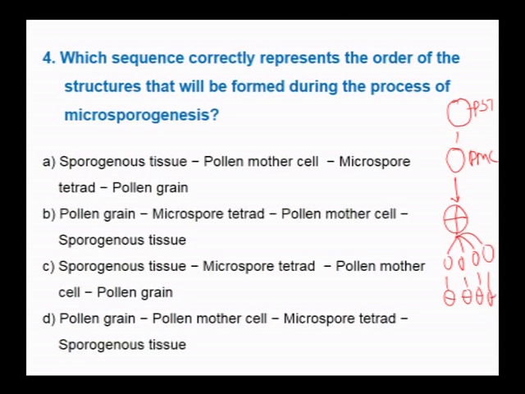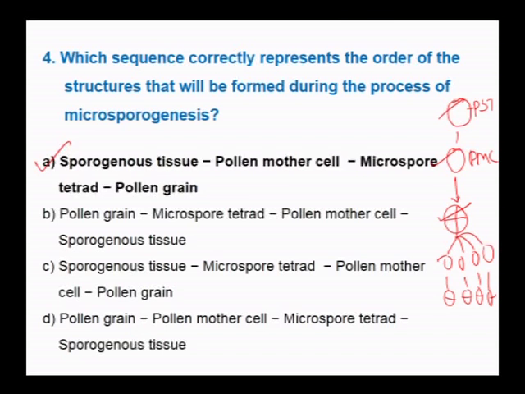Therefore, the correct sequence is sporogenous tissue, then pollen mother cell, microspore tetrad, then microspore and pollen grain. In the given options, the first option, sporogenous tissue, pollen mother cell, microspore tetrad, and pollen grain, is correct. But the second starts with the pollen grain, wrong. Third one, sporogenous tissue, okay, but microspore tetrad, wrong. Fourth option, pollen grain, wrong. Therefore, the correct answer is the first one.